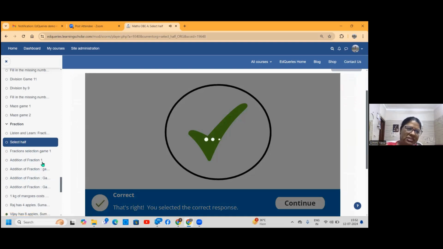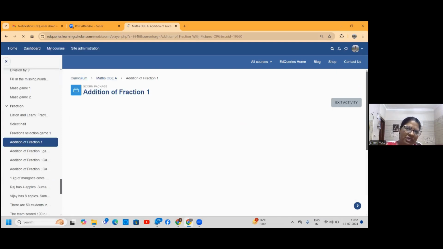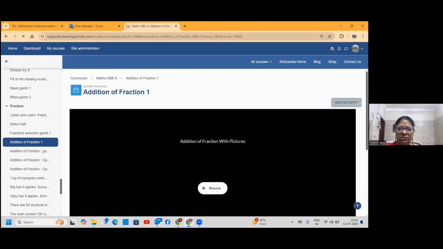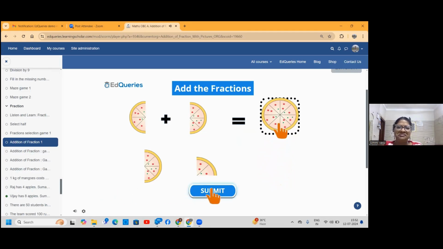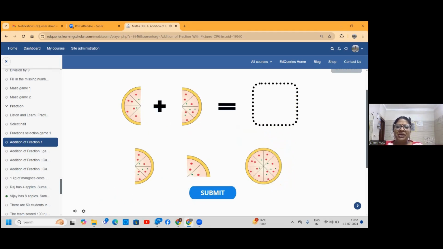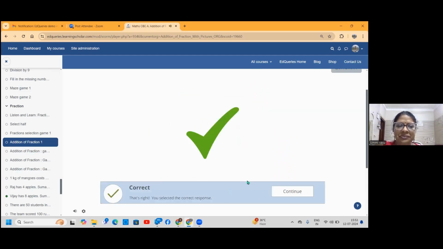So there is this, and then we have addition of fractions also, very pictorially depicted, so very easy for the child to understand also. In this game, add the fractions and drag the correct answer. Then click submit. So yes, half and half makes one whole. Well done.